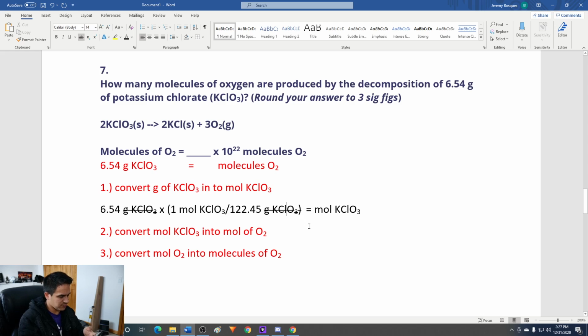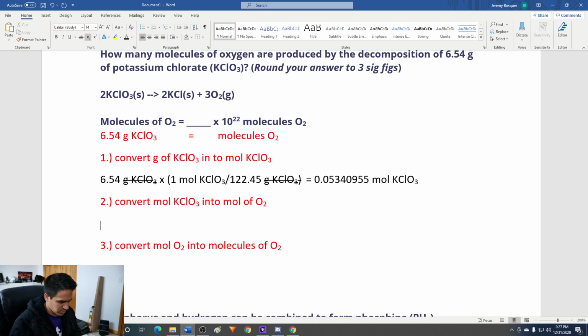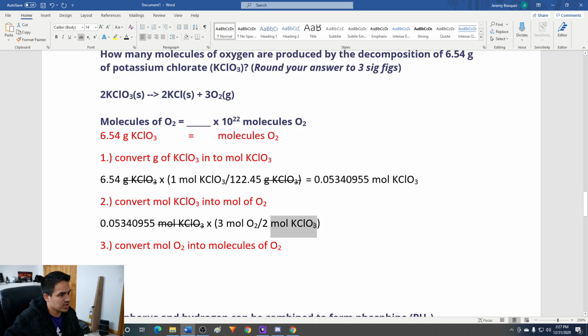So we're going to take 6.54 and divide by 122.45, and I get 0.0534095. Again, I'll round at the end. Now we take that number and go from moles of KClO3 to moles of O2, and it again is a 2 to 3 ratio. So we multiply this by 3 moles of O2 over 2 moles of KClO3. Hopefully you're noticing that I'm canceling out my moles of KClO3 by putting my conversion factor this way.